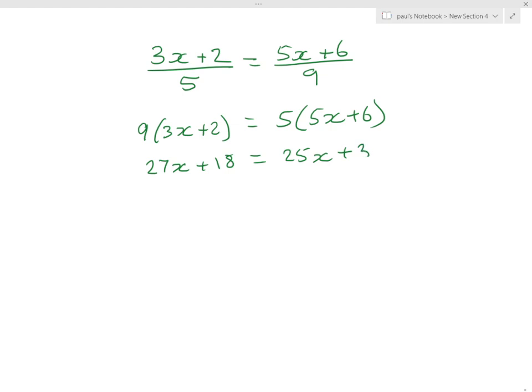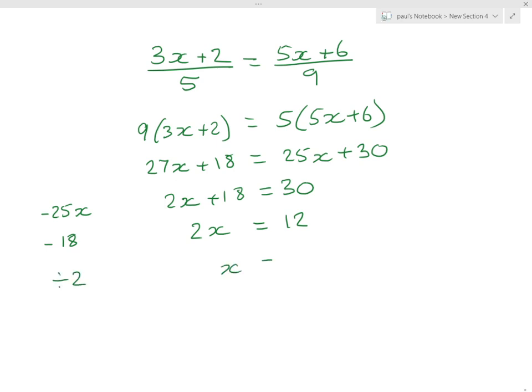25x plus 30. Lots of x's on both sides. I'll get rid of 25x, which leaves me 2x plus 18 equals 30. Then I'm going to subtract 18 to leave 2x equals 12, isn't it? Yeah, 12. And then I'm going to divide by 2, which is x equals 12 divided by 2, which is 6. Okay, and that is the end of that one.